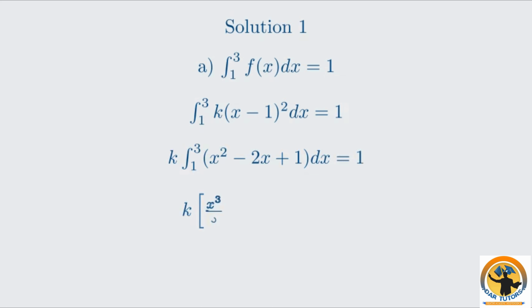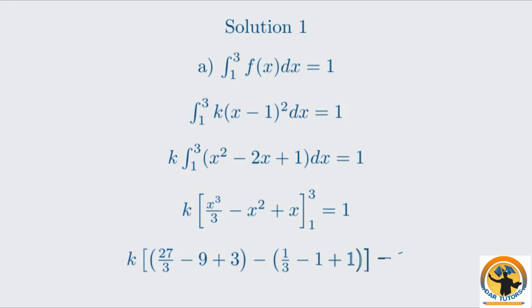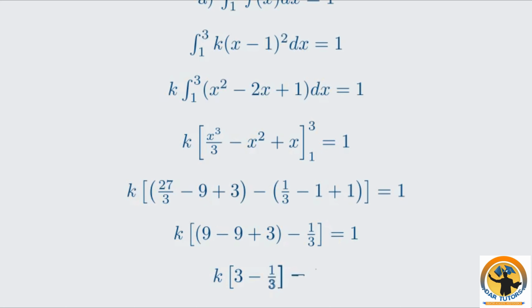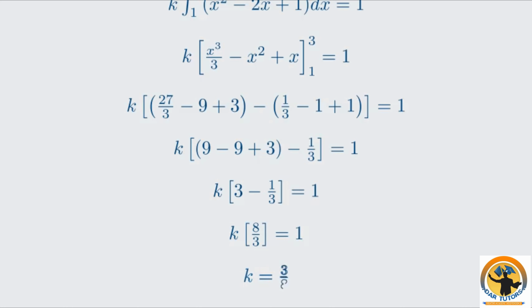Then we integrate each term. The integral of x squared is x cubed over 3, minus the integral of 2x, which is x squared, plus the integral of 1, which is x. We evaluate this from 1 to 3. Plugging in the limits, for x equals 3, we get 3. For x equals 1, we get 1/3. Subtracting gives 8/3. So k times 8/3 equals 1, and k equals 3/8.